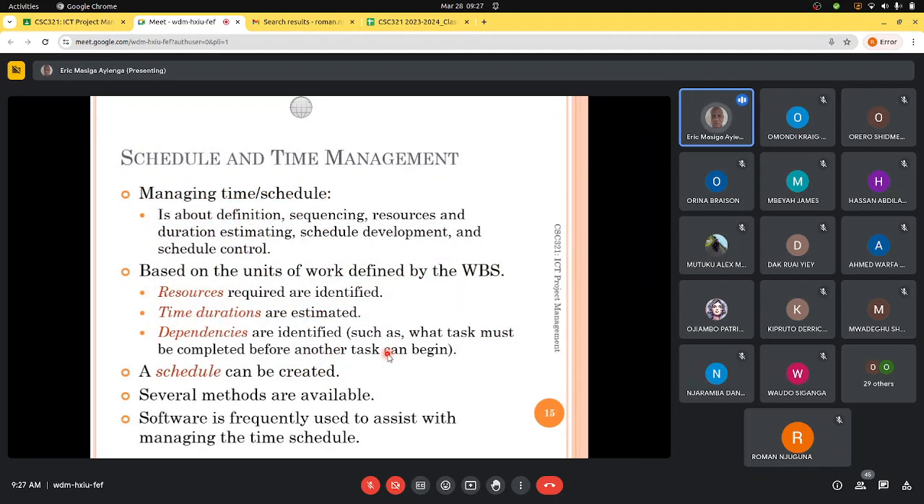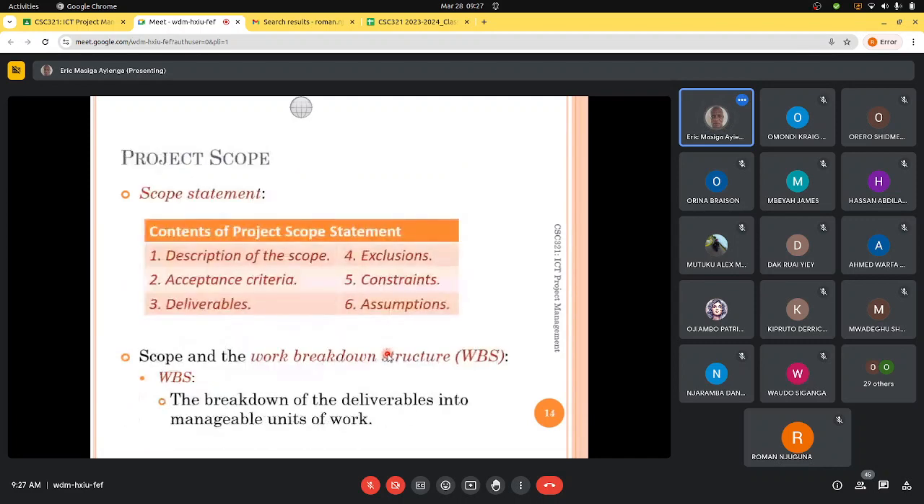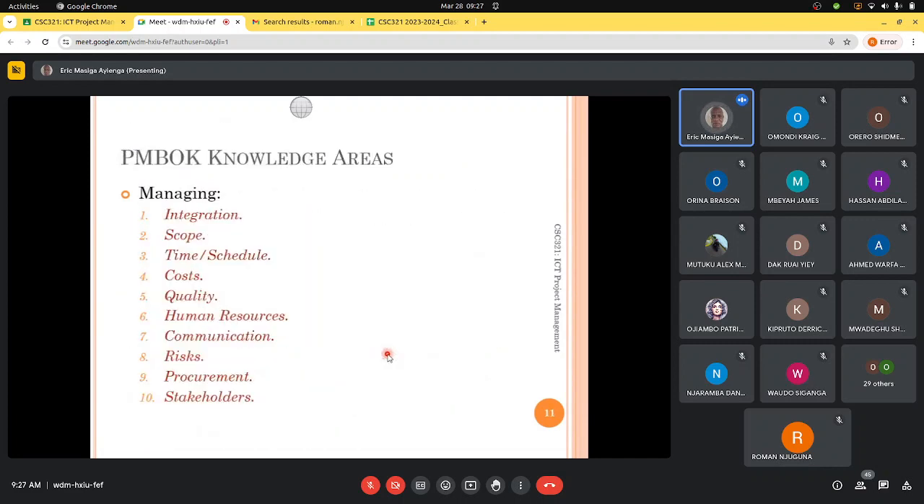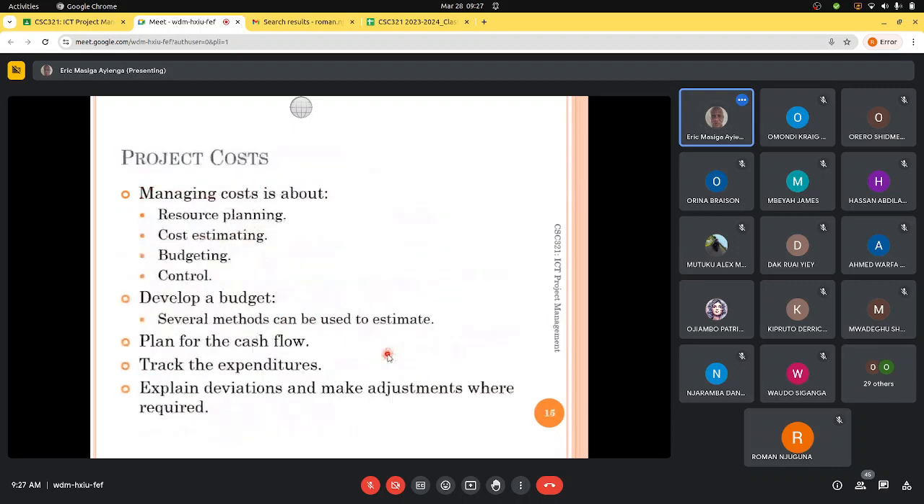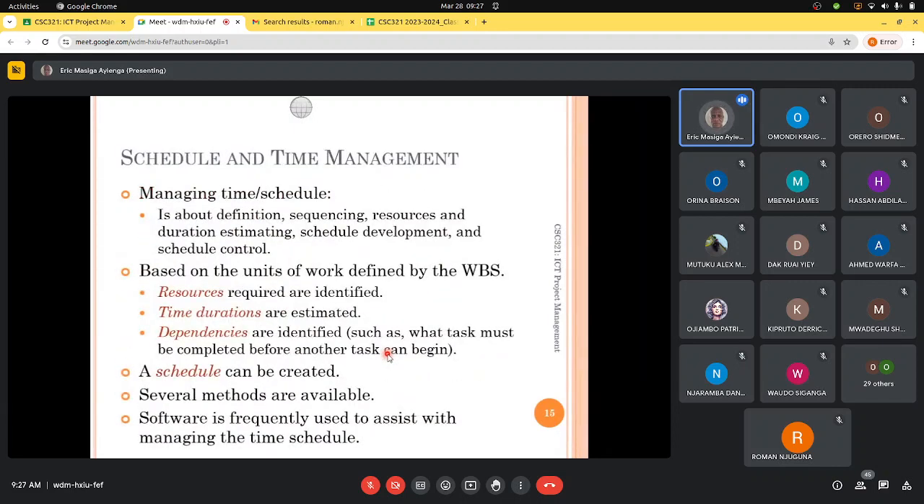Then schedule and time management. Again, this is a knowledge area. You can see schedule and time. So managing time or schedule is about defining, sequencing, resourcing, putting resources and the duration, resource and duration estimation, schedule development, and schedule control. Now we look at formal techniques of how to come up with a schedule and the time management. Now, the schedule and time management is based on the work breakdown structure.